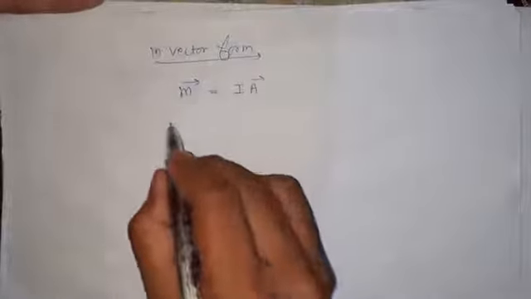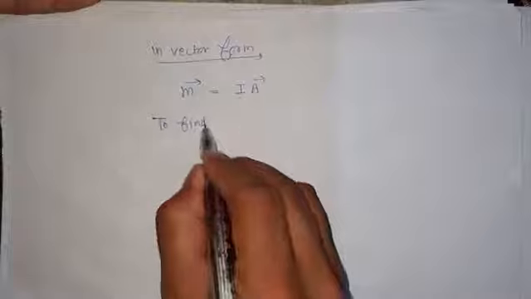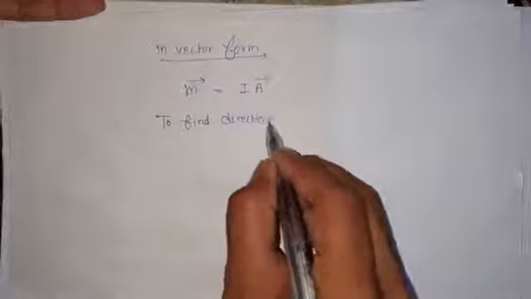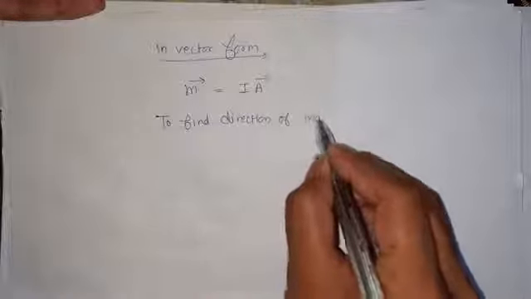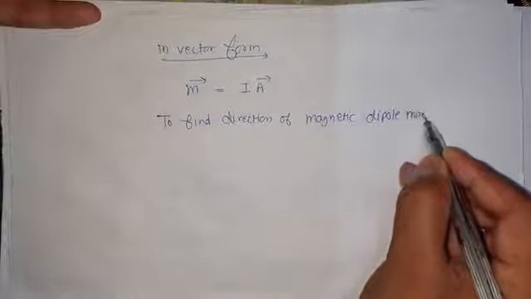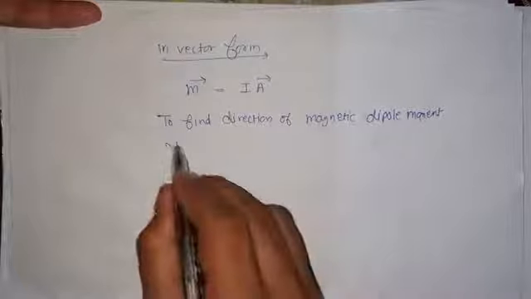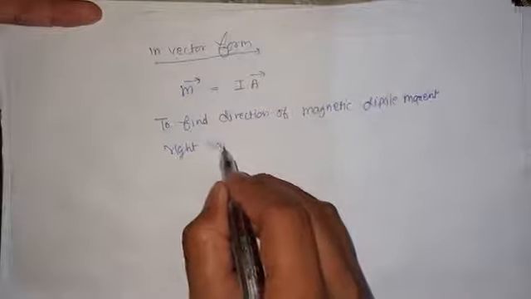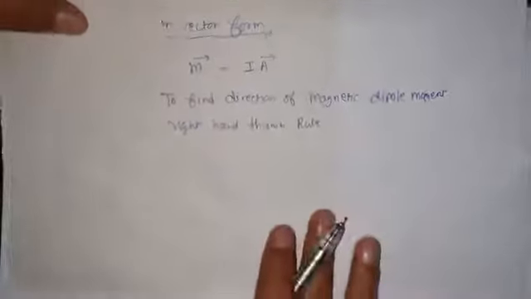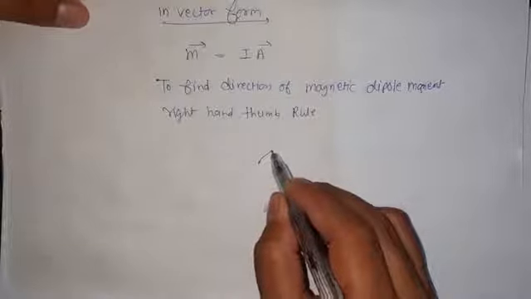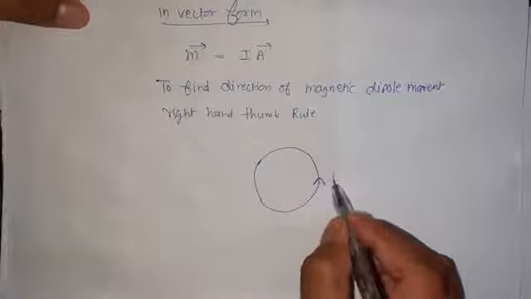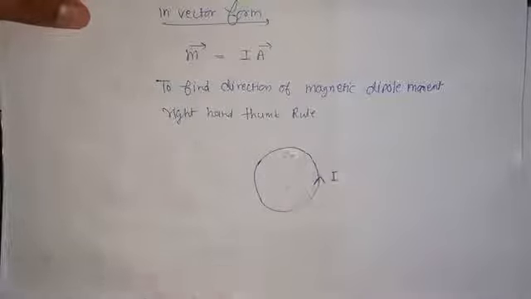So to find out the direction of this magnetic dipole moment, we use the right hand thumb rule. Right hand thumb rule. Now what is this right hand thumb rule? So the right hand thumb rule says over here that, let us suppose this is the circular loop, and in this circular loop we are supposing that the current is going anti-clockwise.